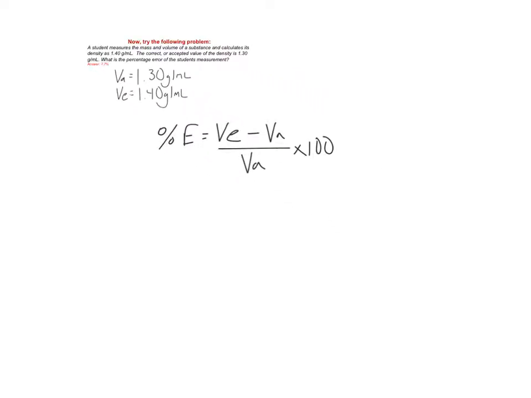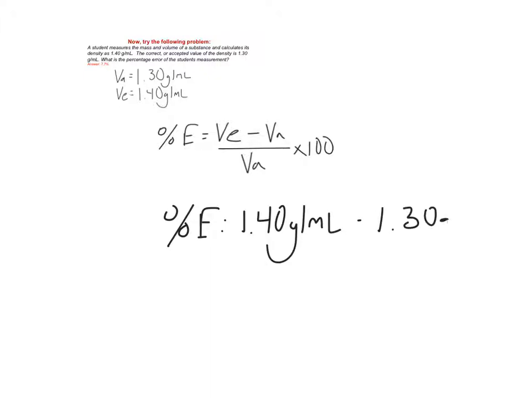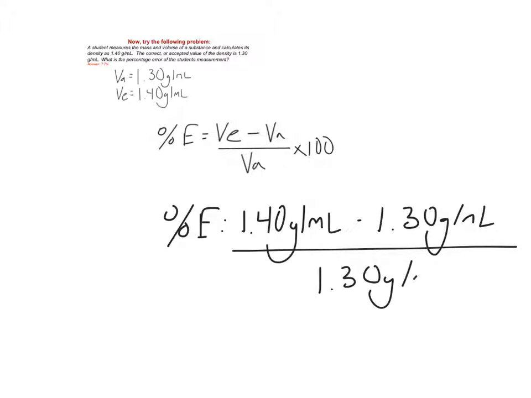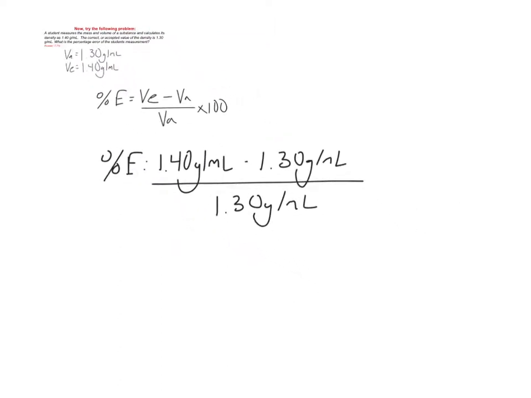So I want to plug those numbers in. So percent error equals 1.40 grams per milliliter minus 1.30 grams per milliliter divided by 1.30 grams per milliliter. And that whole thing, times 100. So my answer should come out.